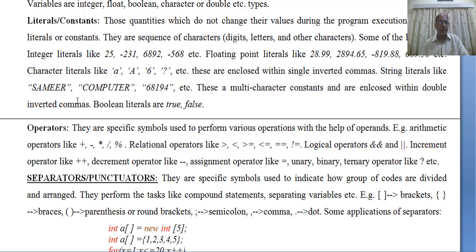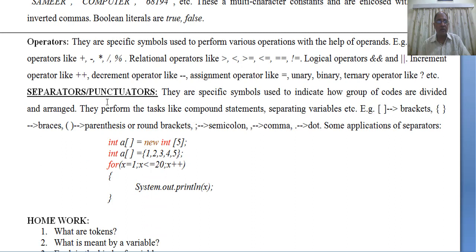Then operators. They are specific symbols used to perform various operations with the help of operands. For example, arithmetic operators like plus, minus, multiplication, division, and the percent sign, which is for modulus or taking the remainder. Relational operators like greater than, less than, greater than or equal to, less than or equal to, not equal to. Logical operators and, or. Increment operator plus plus, decrement operator minus minus, assignment operator equal to, unary, binary, and ternary operators like the question mark, etc.